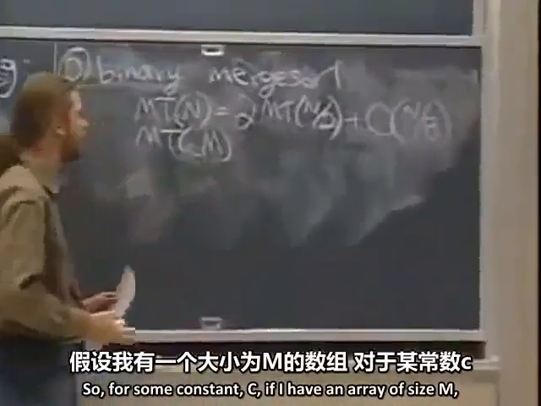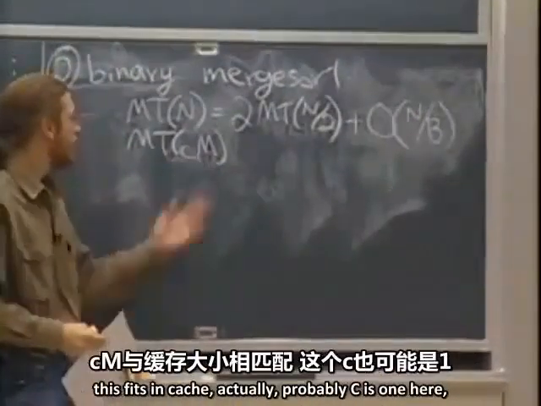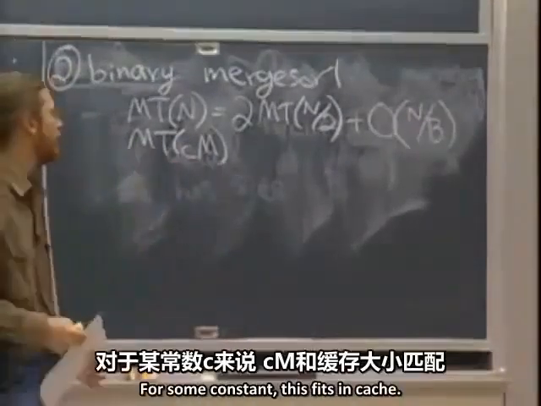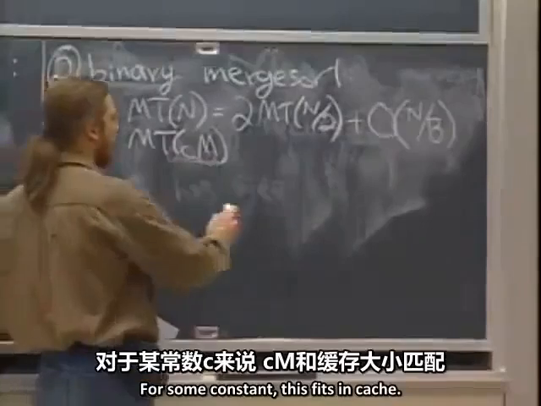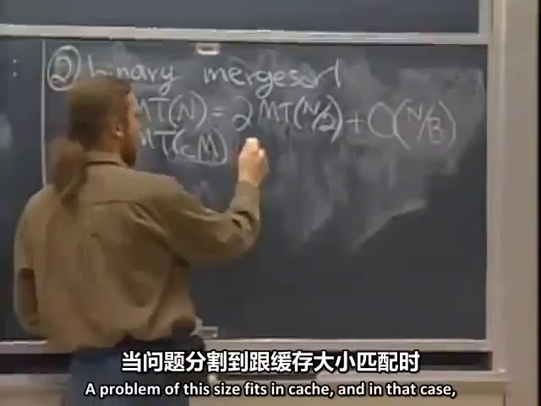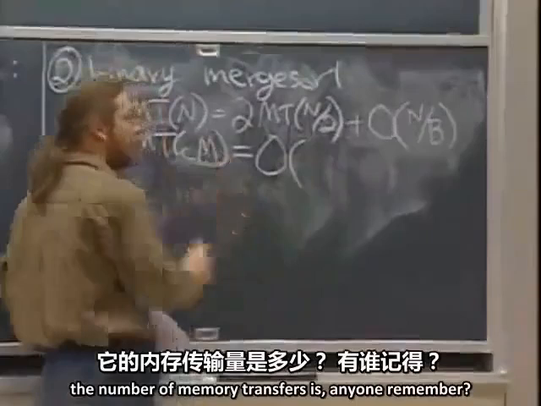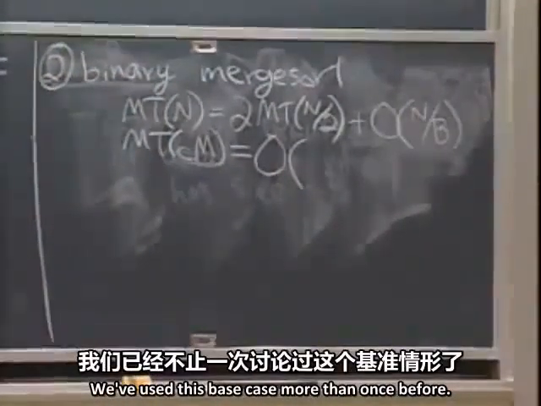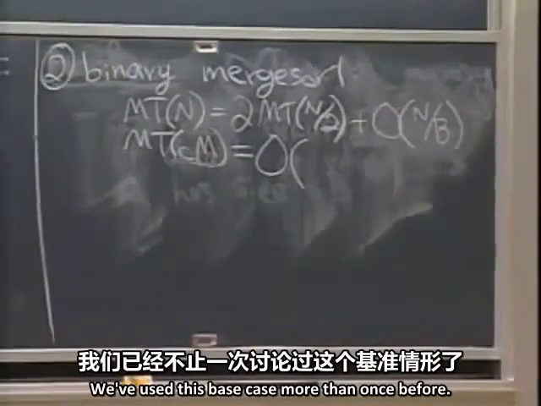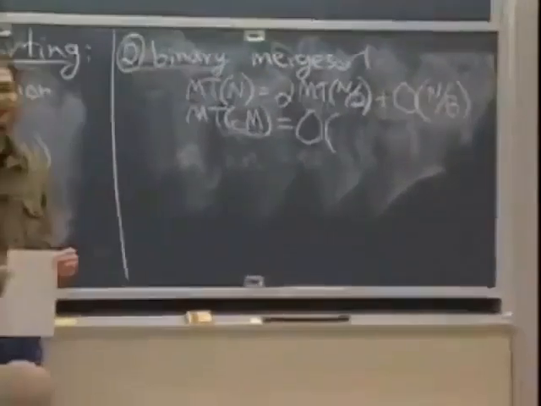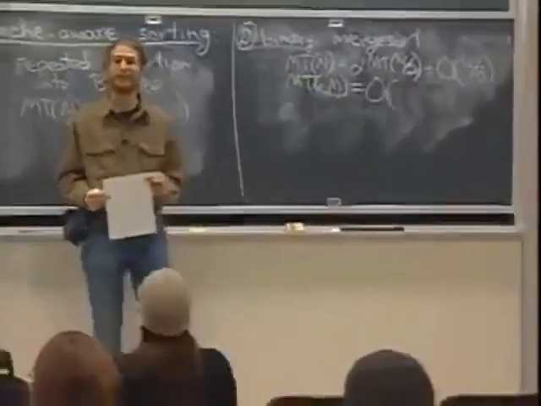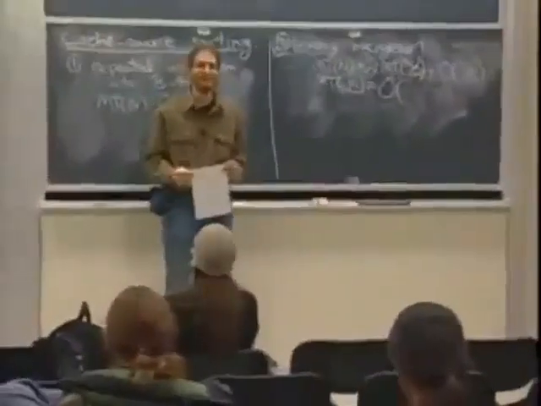So for some constant C, if I have an array of size m, this fits in cache. Actually, probably C is 1 here, but I'll just be careful. For some constant, the problem of this size fits in cache. And in that case, the number of memory transfers is, anyone remember? We've used this base case more than once before. Do you remember?